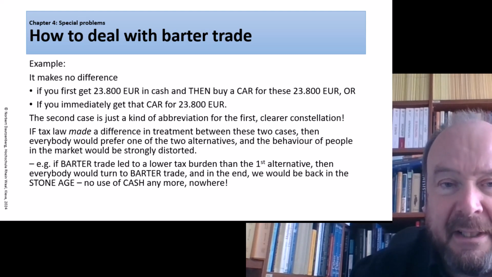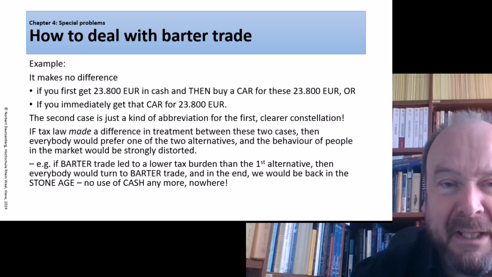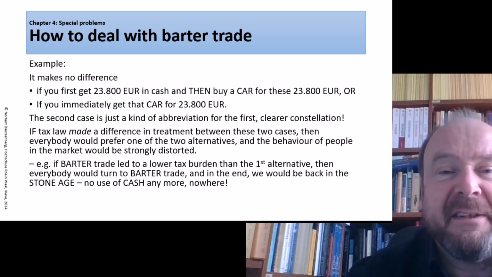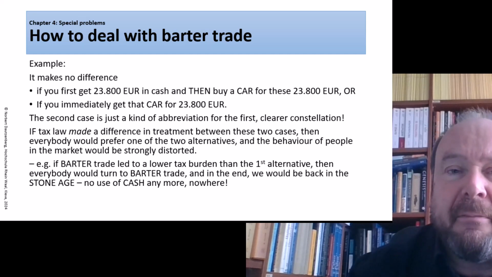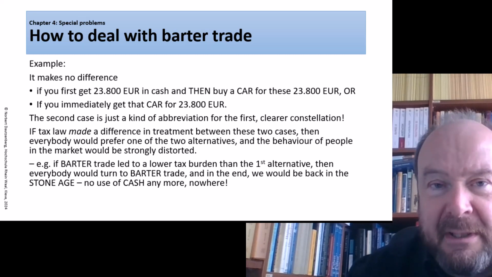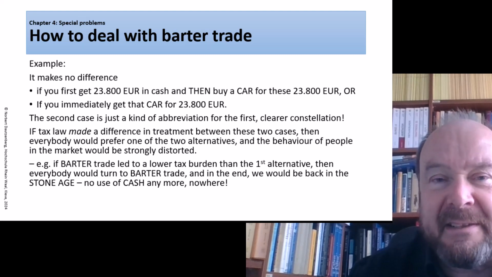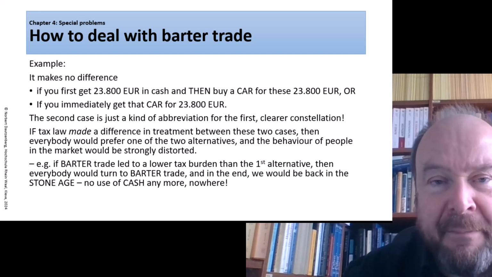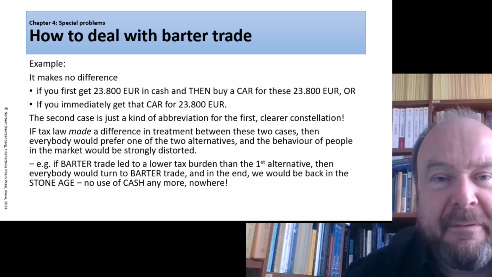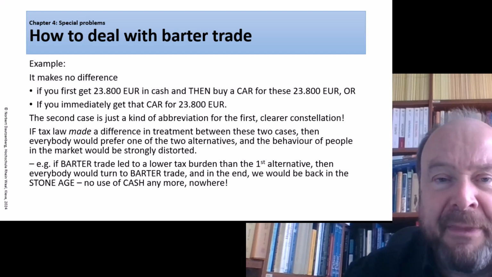And that means wherever you are paid with an object or with a service, you have to do as if you got that money first in cash and then spent it for buying the other stuff. And this seems to be a very widespread principle. At least it has to be, because wherever a state deviates from that principle, the behavior of the citizens of that state would be distorted.